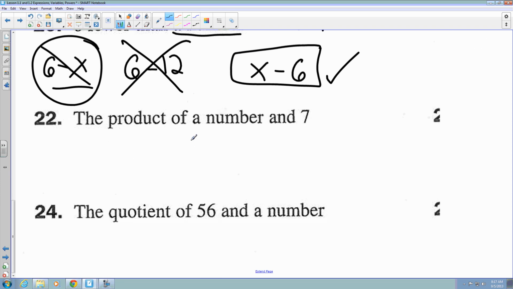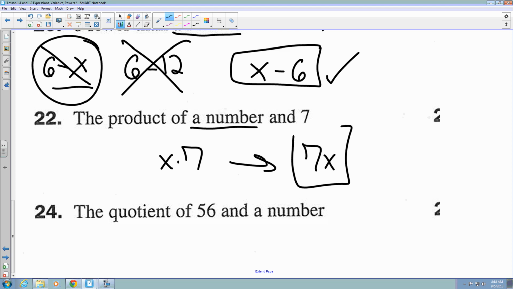The last two I have is the product of a number and 7. So you can write it like this, even though the variable's in front. But more standard practice is to put the variable behind the number. This one's more accepted, and as we get further into math, I would like to see this more than the other one. So keep that in mind.